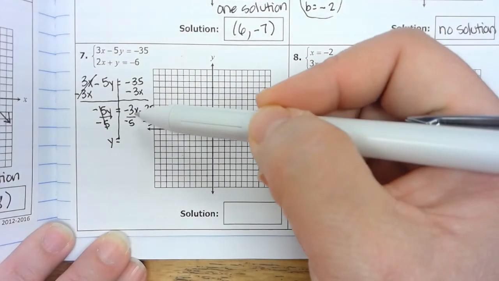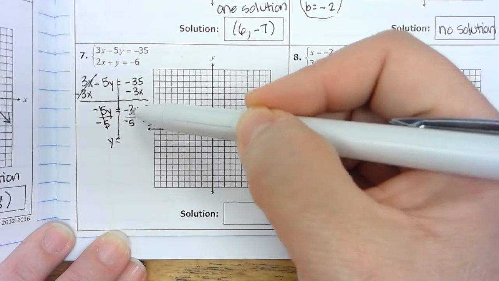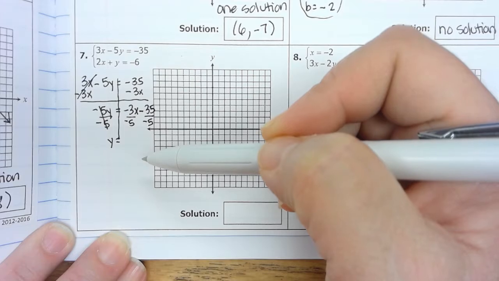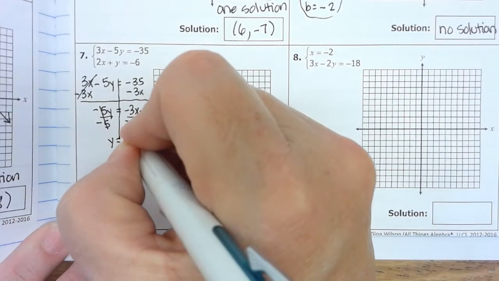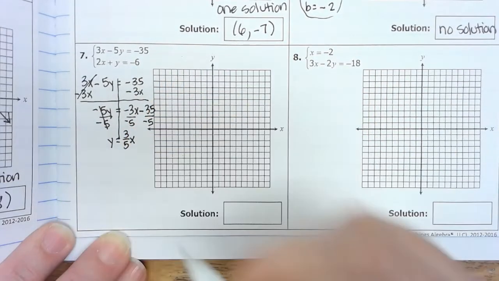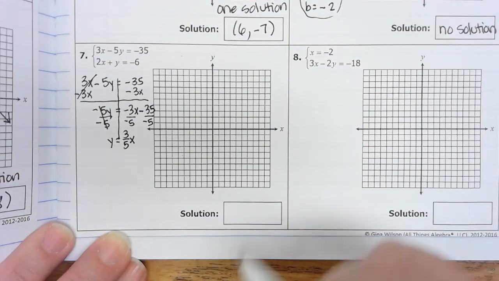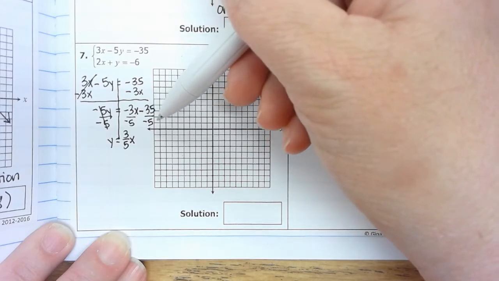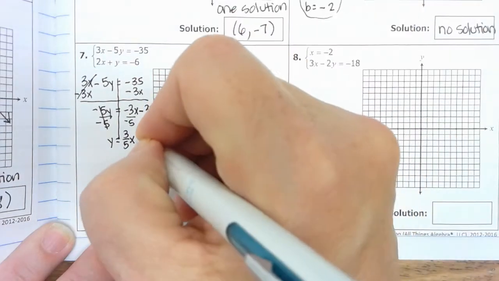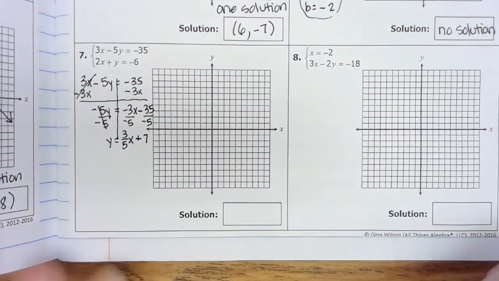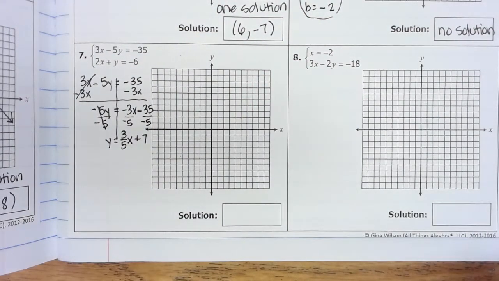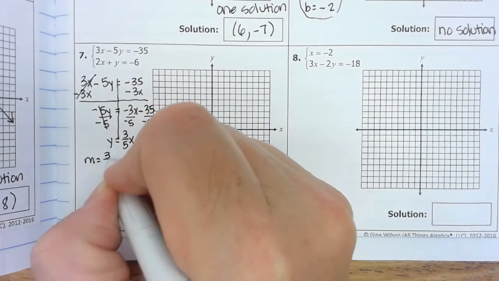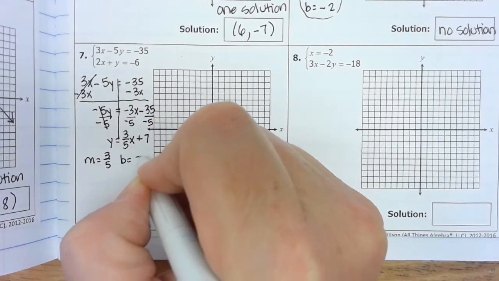If you go into Desmos and do negative 3 divided by negative 5, you're going to get a decimal. When you change it back to a fraction, you get positive 3/5. So that's positive 3/5 x. And then in Desmos, if you do negative 35 divided by negative 5, you're going to get positive 7. So plus 7. Our slope is 3/5, and our y-intercept is 7.